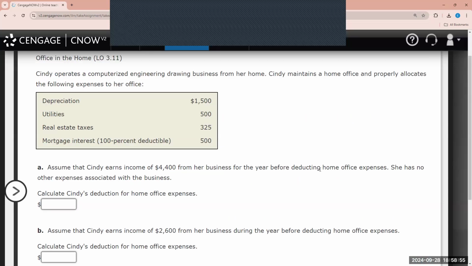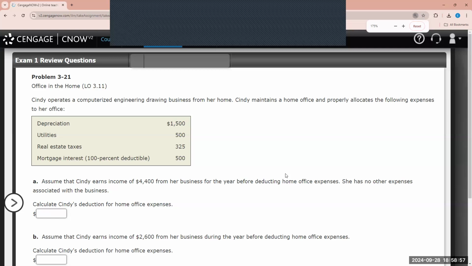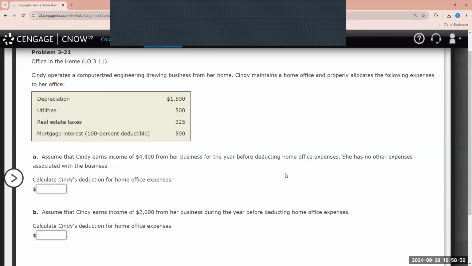All right, so to that point, we're going to look at this example, and it is going to show us the importance of the tentative net profit, which determines the amount of home office expenses that can be deducted.